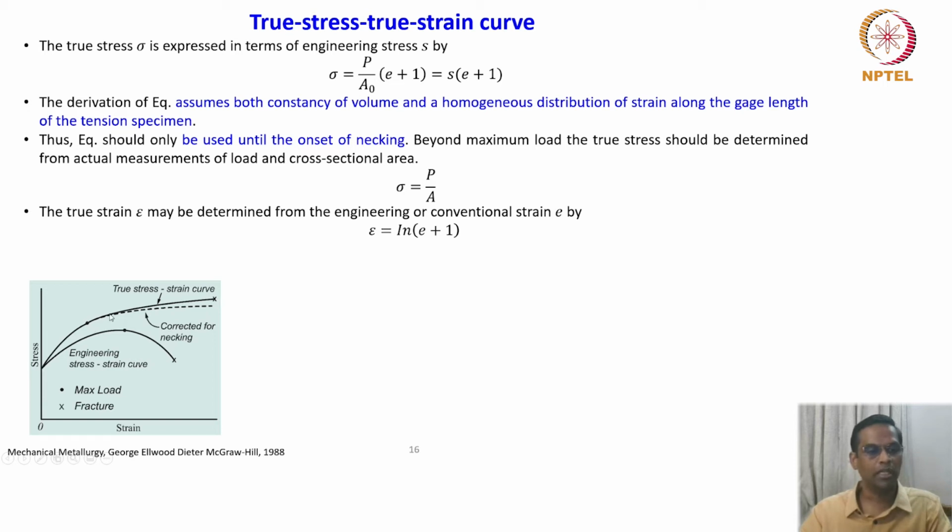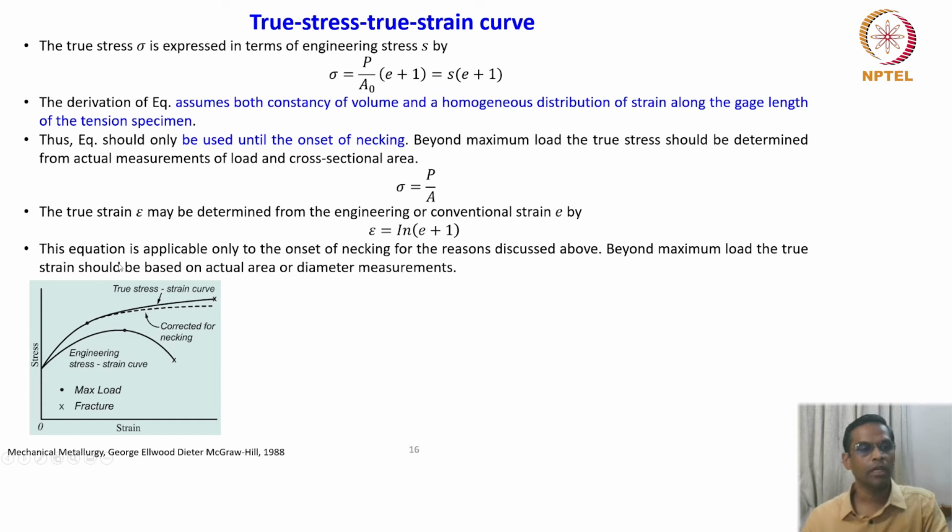Of course, there is a dotted line, which is, suppose you try to predict this behavior by some of the semi-empirical relations, there is also a correction for necking behavior suggested. So we will see one by one. What is it? Okay. So these equations are applicable only to the onset of necking for the reasons discussed above.